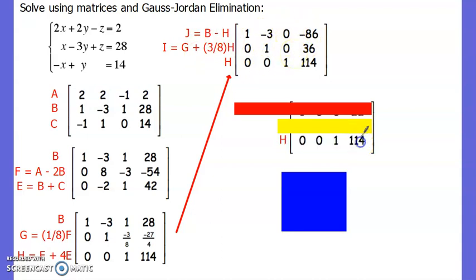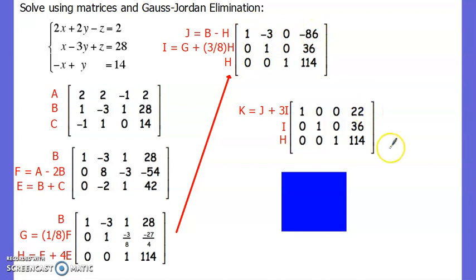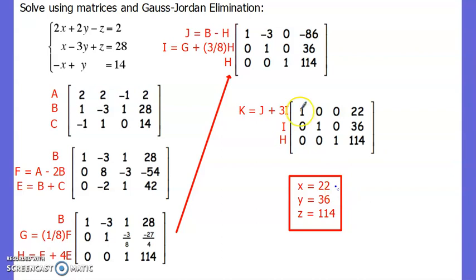Last thing to do, again, I like the last 2 rows here. What I need to do is get rid of this negative 3 though. So again, 3 times row 2, well, 0, 3, 0, and 108. I'm going to add those numbers onto that first row. We should end up with 22, which just means, once again, x equals 22. Y equals 36, and Z equals 114.